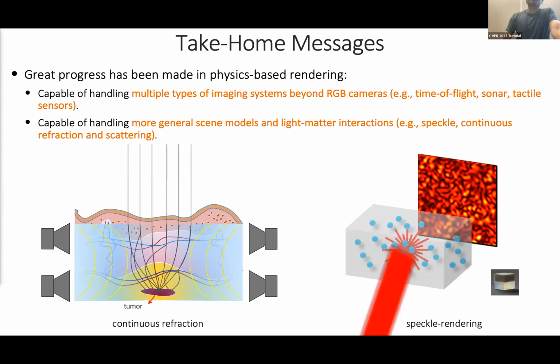We can also simulate previously ignored but super useful physics of light and matter interaction, such as continuous refraction, which makes light curve, or also render wave effects such as speckle that Yanis has presented.